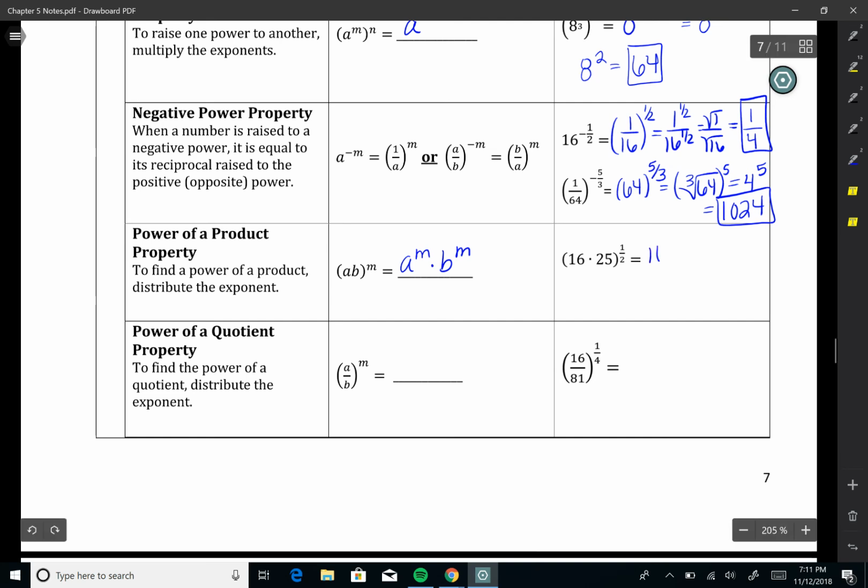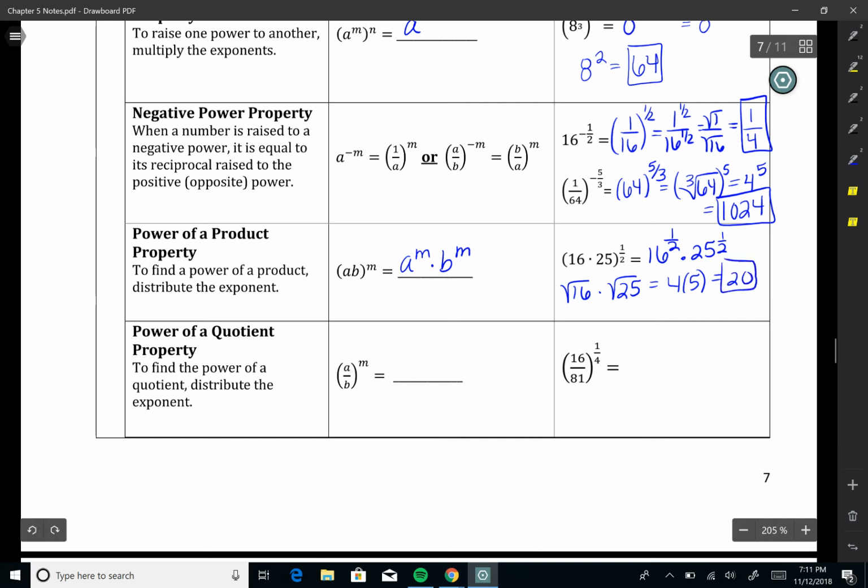So we could write them as 16 to the 1/2 times 25 to the 1/2. And knowing that 1/2 means square root, this makes our problem much easier. That's the square root of 16 times the square root of 25. So that's 4 times 5, and that is 20.